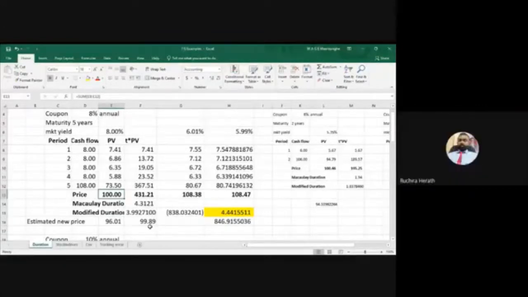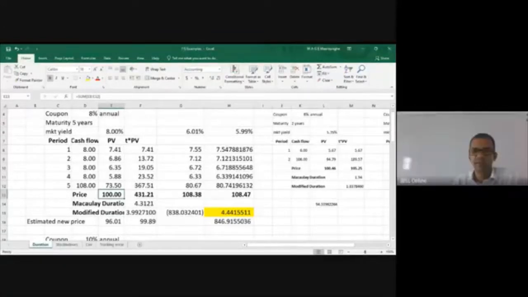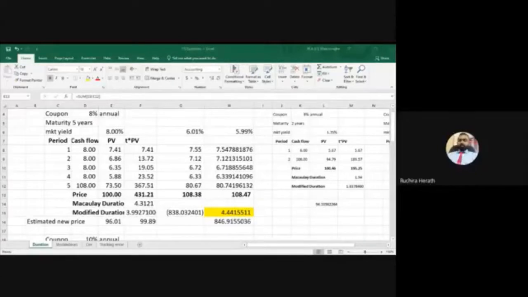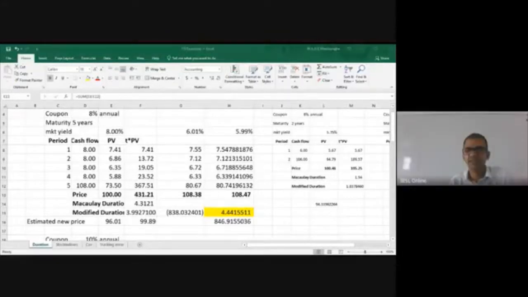Okay. If you go back to this, now can you see the presentation? No. Yes. You can see the presentation. No. Now still we can see the Excel sheet.